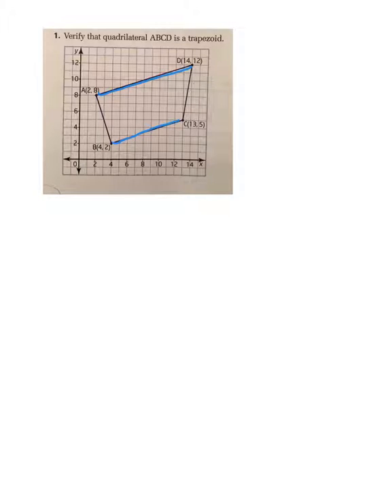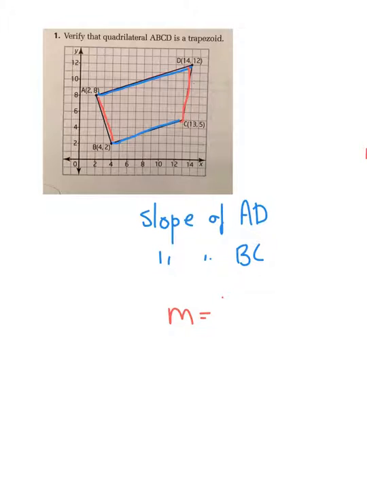So you're going to find the slope of AD, and then the slope of BC. And if they're equal, then we have a trapezoid. The two other sides do not have to be parallel, so we don't need to check those. That's that one there, and this one here. They do not have to be parallel, but in this case AD and BC do. Of course, the slope formula, m equals y2 minus y1 over x2 minus x1.